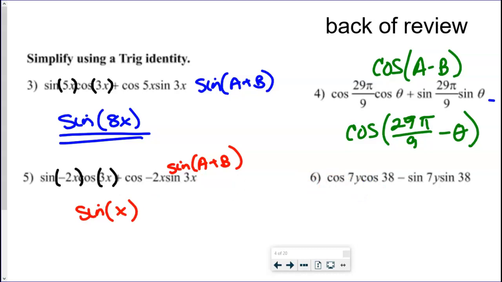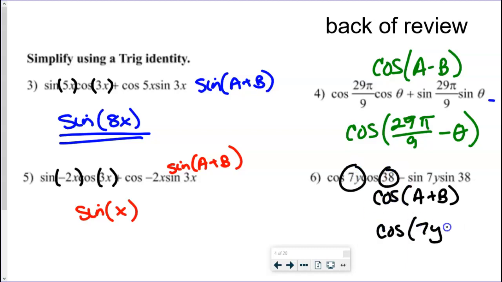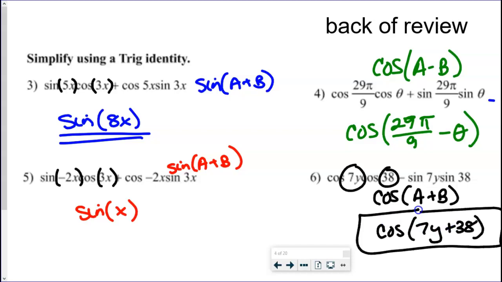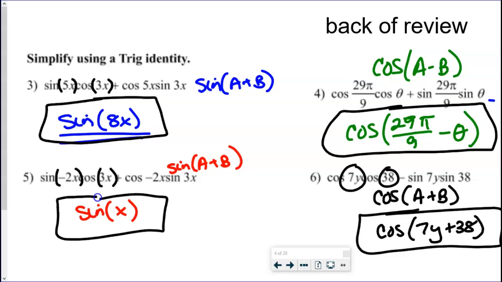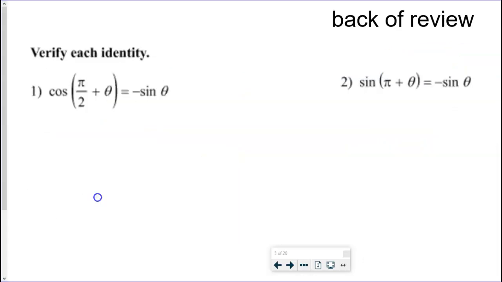And then one more of those. We got cosine, cosine minus sine, sine. This time it's cosine of a plus b. So if I take a and b and add them together, any order technically, we're looking at a weird algebraic thing, cosine of 7y plus 38. So nice, easy identification. Just be careful that you have the right identity. I guess that's the only thing that you're going to mess up there, right? Just be careful with the signs.